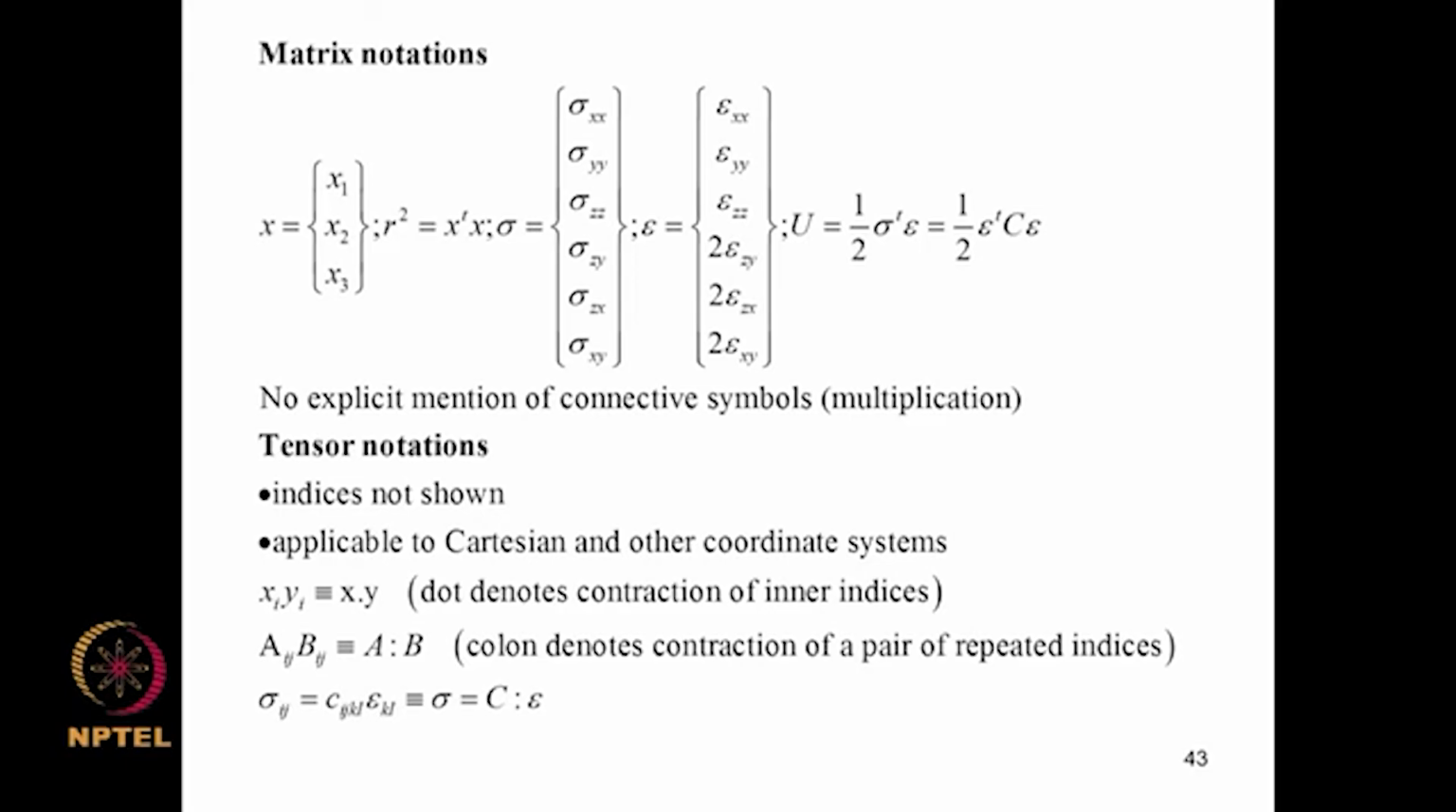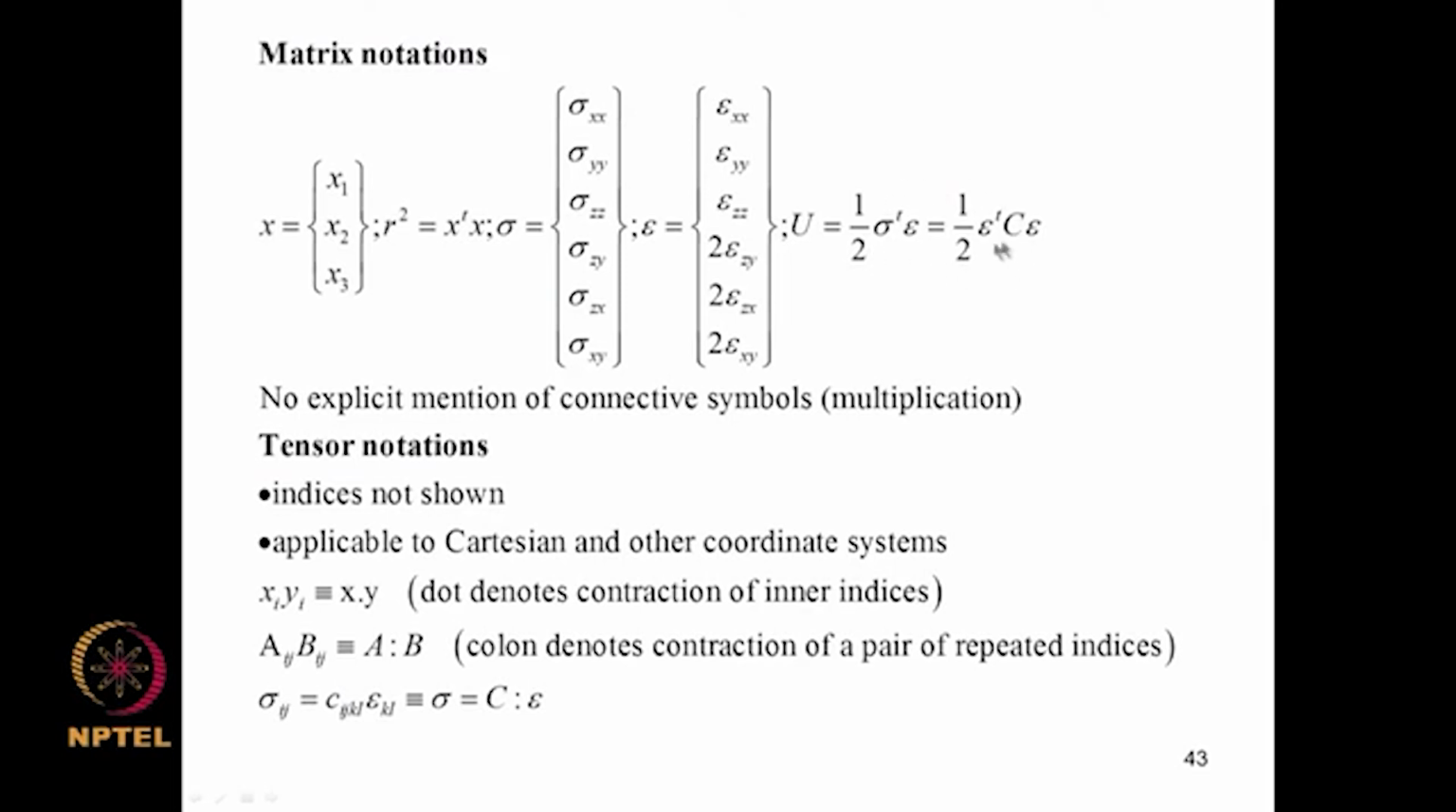In matrix notations, we arrange the components of a vector in a column like this, and even stress is arranged as a column like this, right. So, stress is a tensor represented as a 3 by 3 matrix, but in this so called Voigt notation we write it as a 6 cross 1 vector. Similarly, strain. So, the strain energy is written as half sigma transpose epsilon.